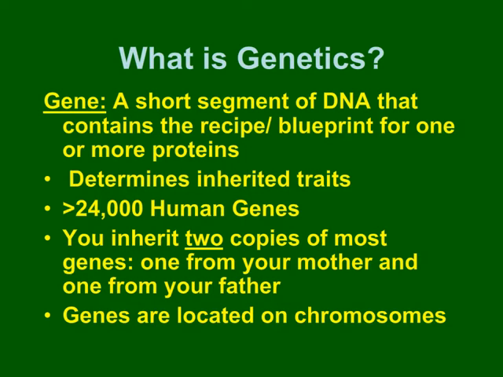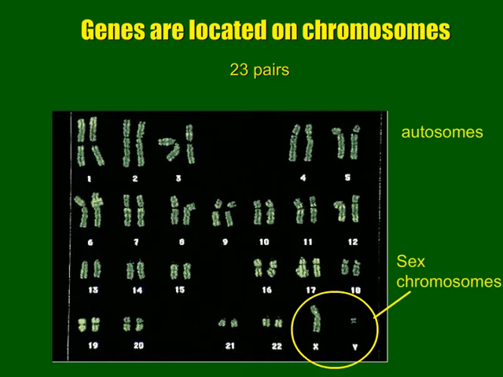These genes, again, are located on chromosomes. You should remember from the last chapter that diploid cells in our body contain 23 pairs of chromosomes. We say these are chromosome pairs because one chromosome in the pair comes from mom, and the other chromosome came from your dad. Now, the chromosomes that you have can be divided into two groups, the autosomes and the sex chromosomes. As you probably already know, the sex chromosomes are the ones that determine your gender. For example, if you're a female, you will have two X chromosomes, whereas if you're a male, you'll have an X and a Y chromosome.